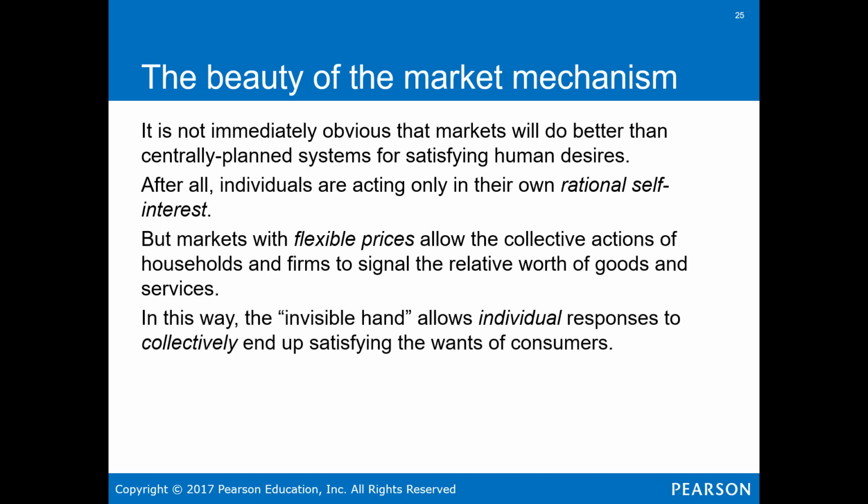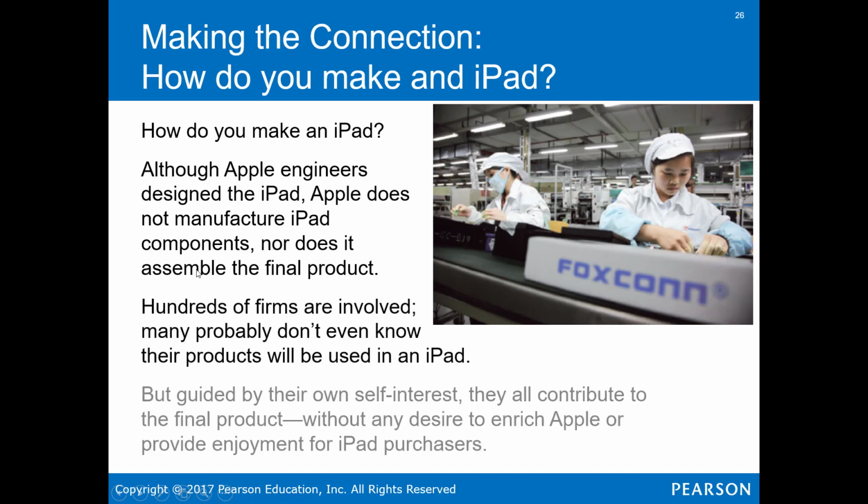But markets with flexible prices allow collective actions of households and firms to signal the relative worth of goods or services. In this way, it is the invisible hand that allows individuals' responses to collectively end up satisfying the wants of the consumers. I'll post a video on Moodle that discusses the invisible hand. It's a quick video, but it helps make sense of the invisible hand.